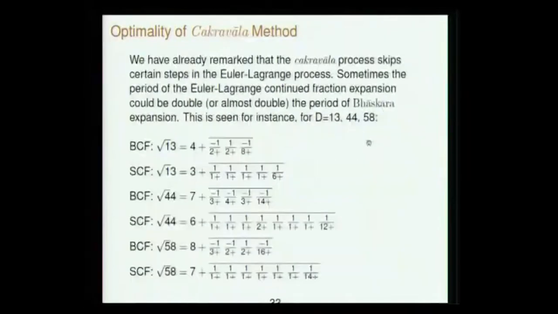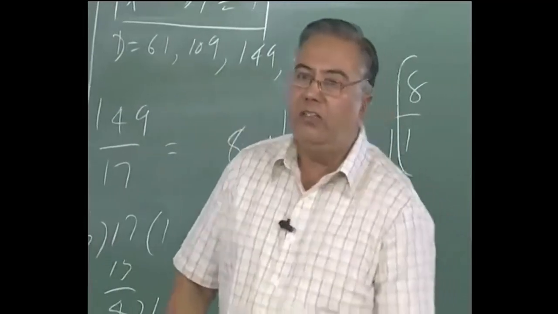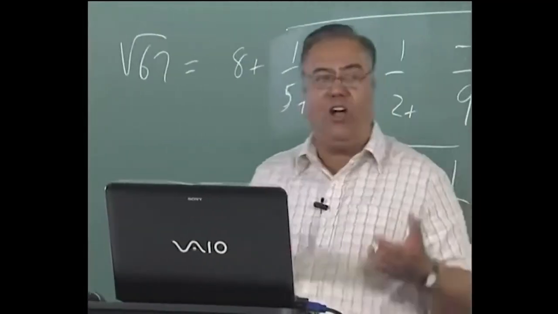So, whenever you have a unisequence of partial quotients of length n, the Chakravala process skips exactly n by 2 steps if n is even, and n plus 1 by 2 steps if n is odd. That is at the heart of the Chakravala process. And Selenius, the Swedish mathematician I was telling you about, who studied these unisequences in great detail, showed that the remaining convergents are actually the optimal convergents, in the sense that the modulus of b_i times the square root of d minus a_i is minimal. So of the n plus 1 convergents possible, Chakravala picks out the closest convergents and throws away the ones which are not that close. Of course, even in simple continued fractions, all convergents are fairly close.